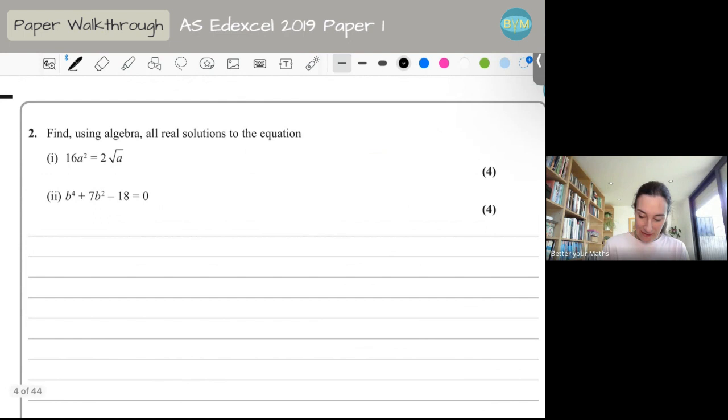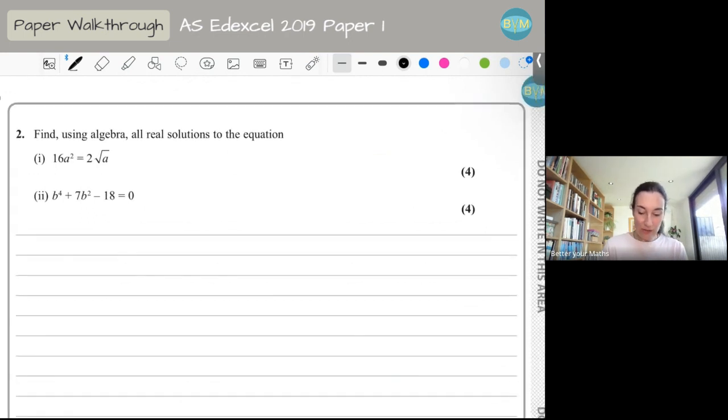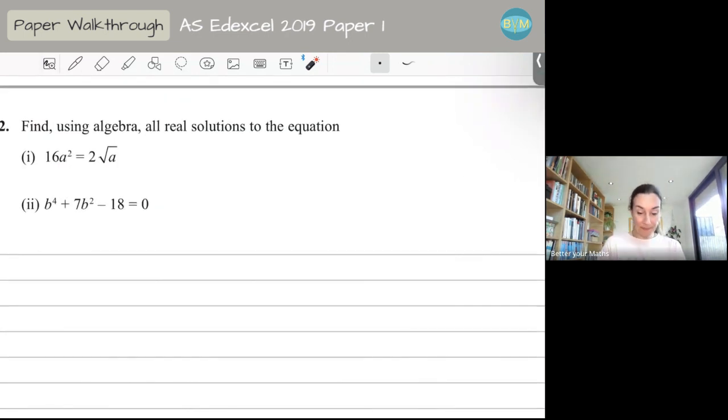Another one. Find, using algebra, all real solutions to this equation. So we have a squared and the square root of a. Every time you have a square root in the equation, I would leave it alone on one side and then square both sides. Actually, you can even simplify. You can divide the whole equation by 2, so you will already have the square root of a alone. Now we square the whole thing. If we square the whole thing, this would go squared.